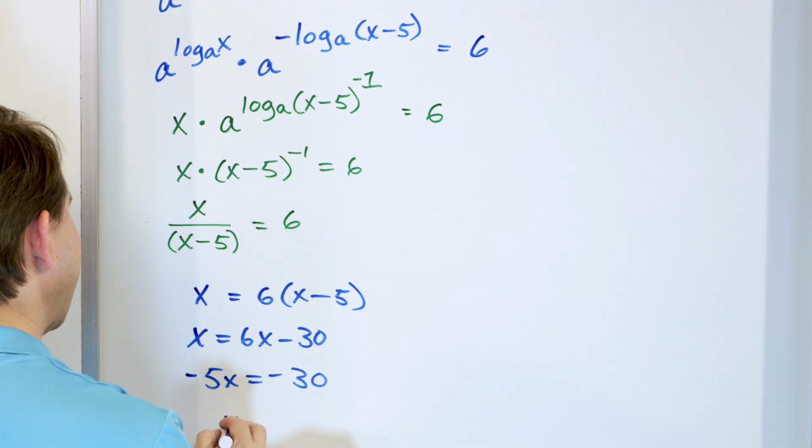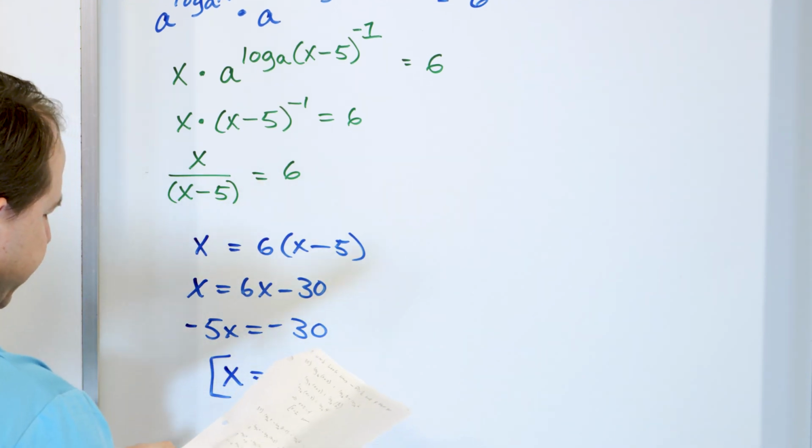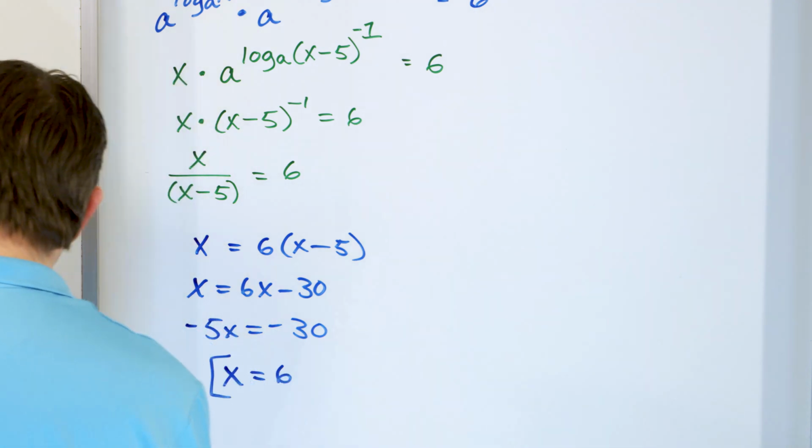And then I'm going to divide by negative 5. I'm going to get a positive 6. X is equal to positive 6. That's correct. All right? And again, there's always more than one way to do the problem.